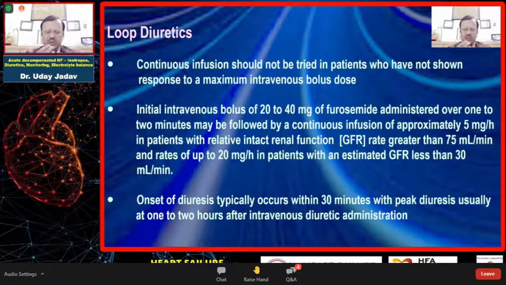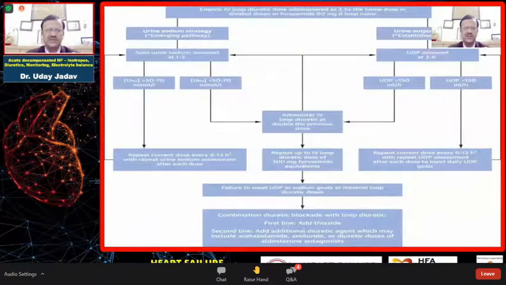After a bolus dose, a continuous infusion of 5 mg per hour is good in patients with intact renal function. But mind you, once the GFR goes down, you can actually increase the rate of the furosemide infusion, and it helps. Within half an hour, you should expect a peak diuresis once it starts, and over a period of 2 hours, it does get established very well.